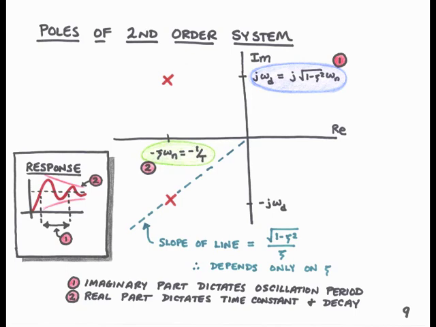I want you now to note that the slope of a line through the poles extending from the origin is the square root of 1 minus zeta squared divided by zeta. That is, the slope of the line through a pole is dependent only on the zeta of that pole. This is important because the peak overshoot is only dependent upon zeta and the DC gain. We'll study the role of peak overshoot a little more in our next presentation.